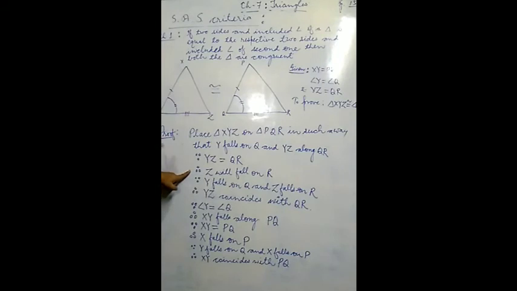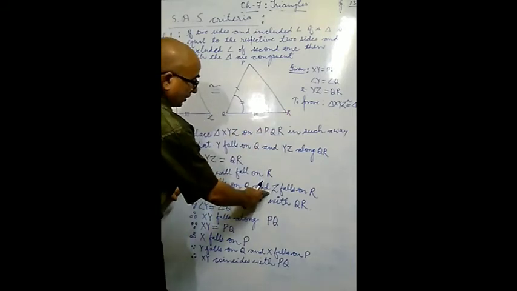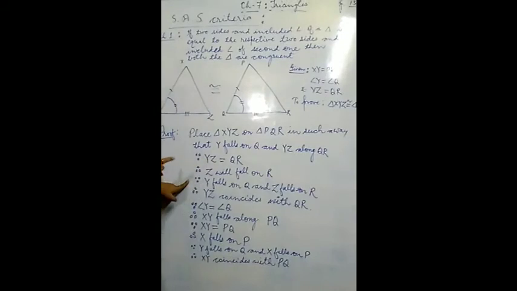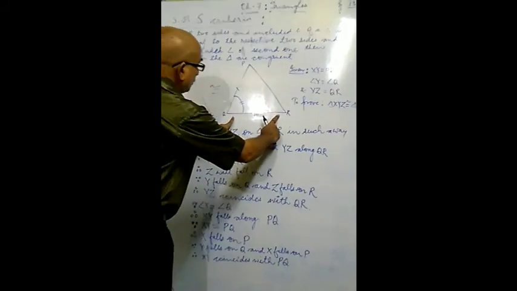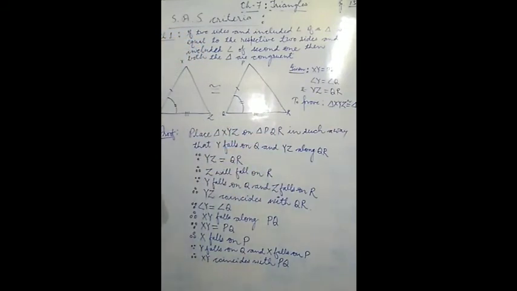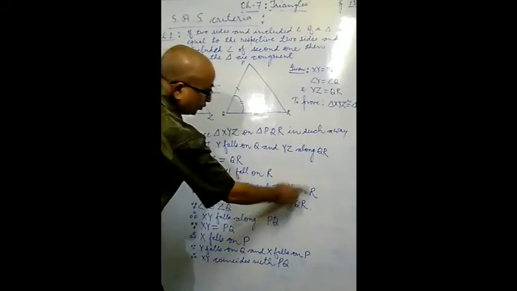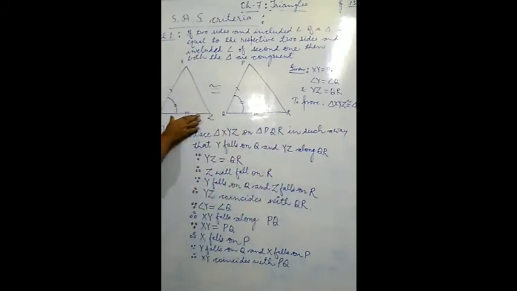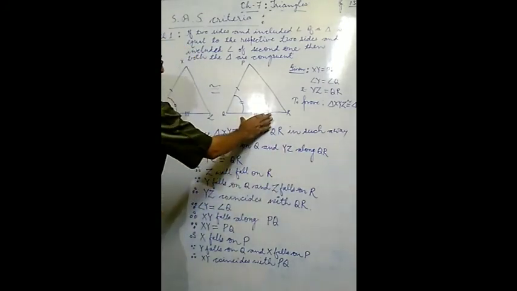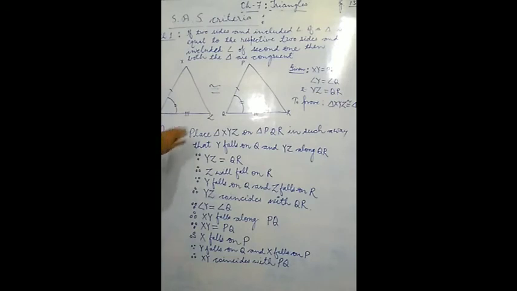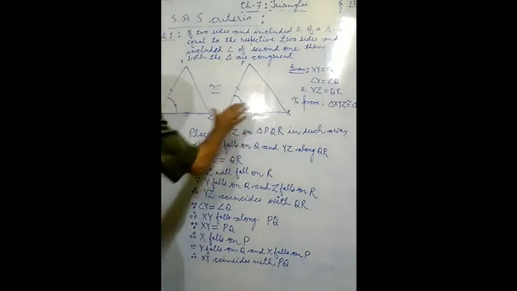Now see, Y falls on Q, and Z falls on R. Therefore, YZ coincides with QR. It is given there. So one side is coincided with the bottom side.